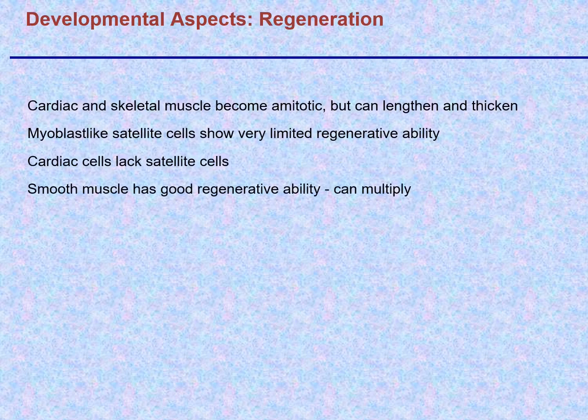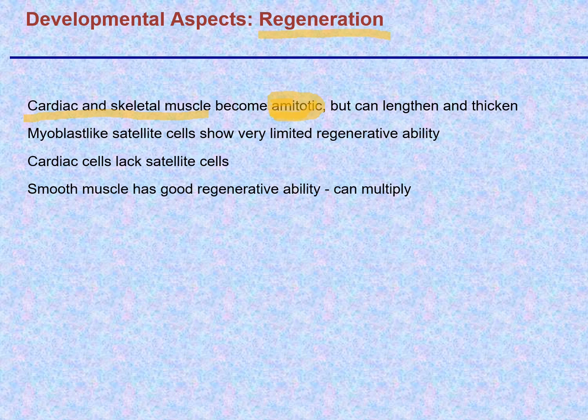In terms of there are other diseases which we won't get into that affect the muscle. In terms of developmental characteristics, there is this topic that you should be aware of, and that's related to regeneration of muscle. In terms of cardiac and skeletal muscle, they cannot multiply. They are amitotic.